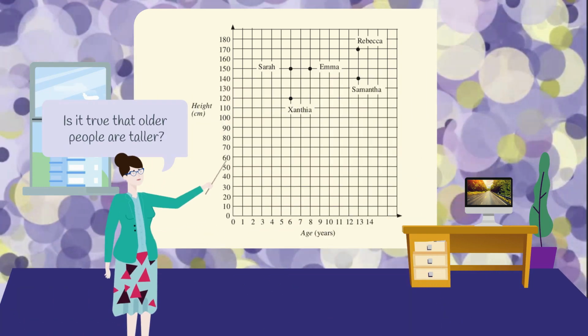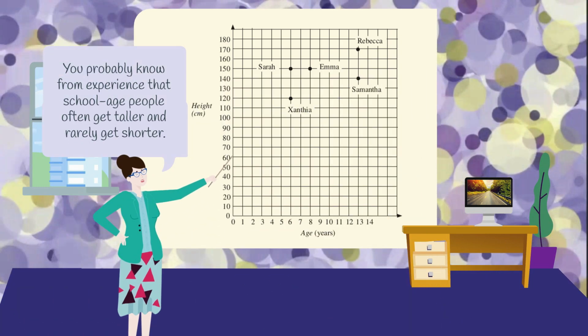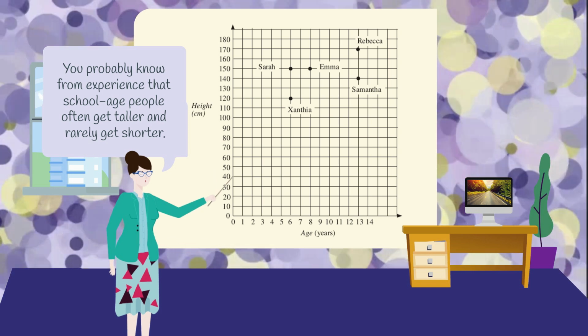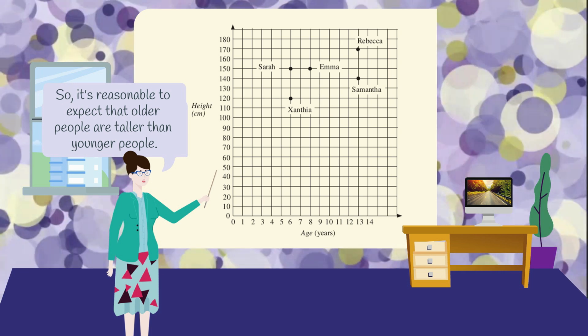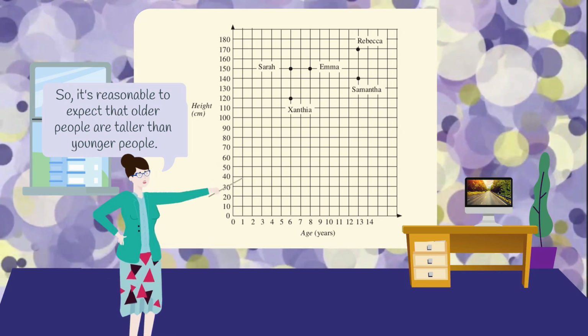Is it true that older people are taller? You probably know from experience that school-age people often get taller and rarely get shorter. So, it's reasonable to expect that older people are taller than younger people.